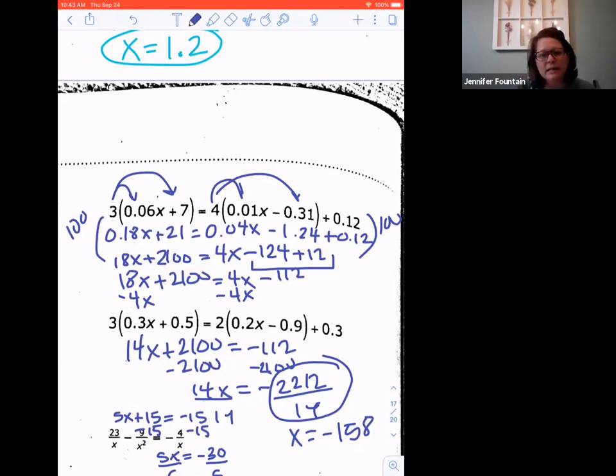Okay, so the main thing is if you have distributive property, you distribute first. Then you're going to clear your decimals by determining the power of 10 that you need to use based on the number of decimal places you have after the decimal. Combine like terms if you need to, and then you use your properties of equality to go ahead and solve for x. Okay?